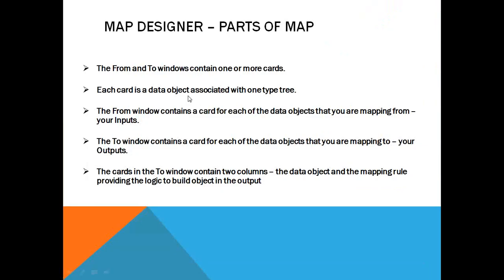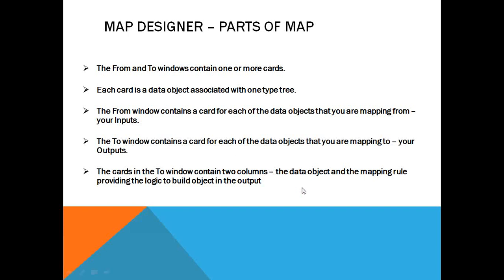Each card is a data object associated with one type tree. So every input card is like a data object associated with one type tree. The from window contains a card for each of the data objects that you are mapping from your input. So the from window will have the input cards, and the to window contains a card for each of the data objects that you are mapping to. That means it will have the output cards, that means where we have to do the mapping.